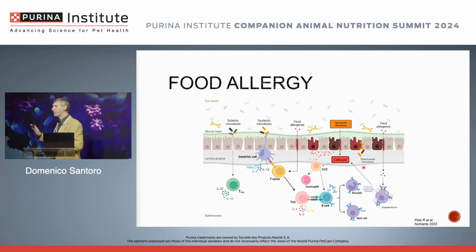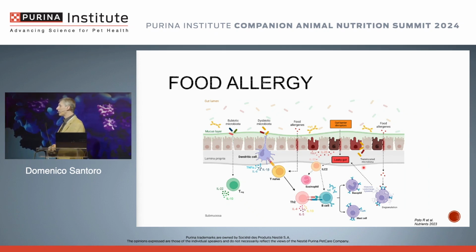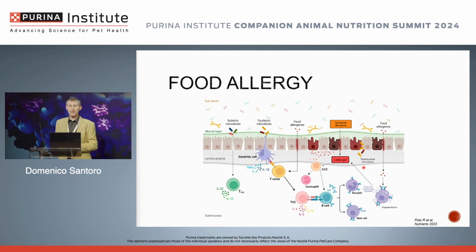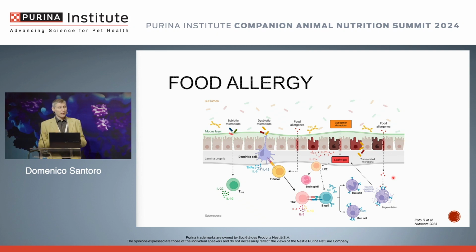And once again, this is a very similar graphic highlighting the importance of the leaky gut in the activation of a Th2 type of response, or even increased capture of allergen and stimulation of degranulation of mast cells in the site of the submucosa.